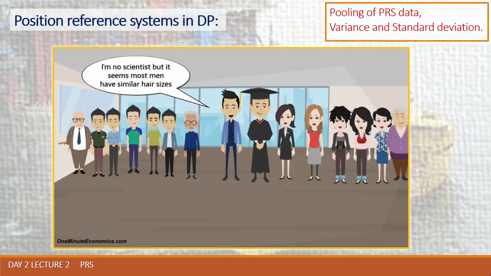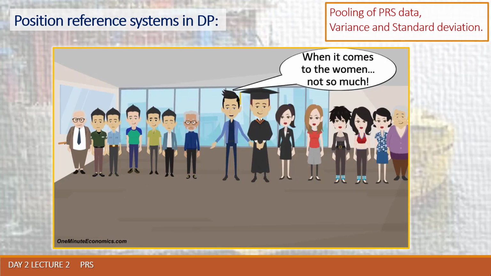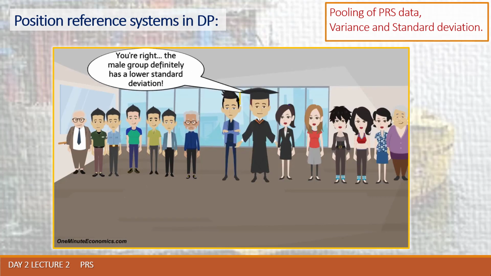If you have a, let's say, standard Western family, a quick unscientific look will probably reveal that most men have short hair, whereas when it comes to the women, there's a lot of variation, from very short to very long hair. A statistics enthusiast will quickly tell you that the male group has a low standard deviation. In other words, more of the guys have hair lengths close to the average than in the female group.